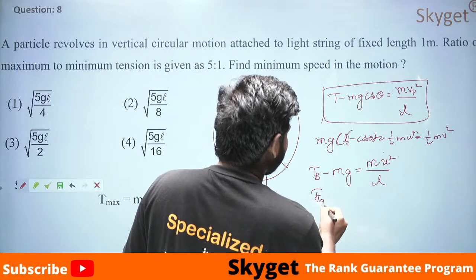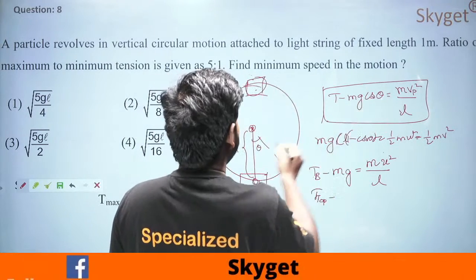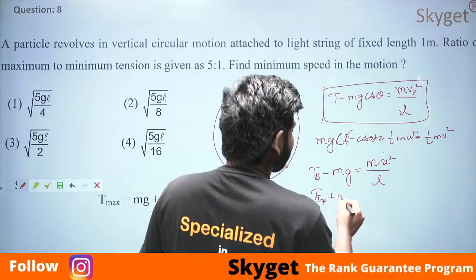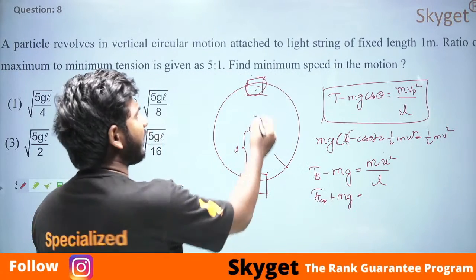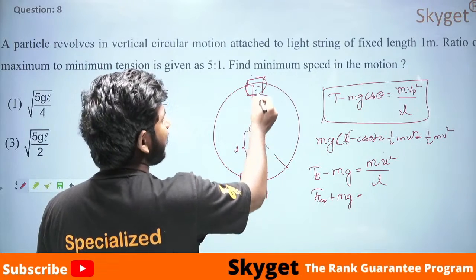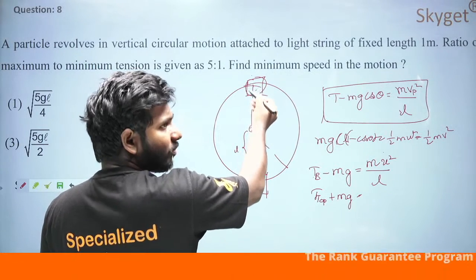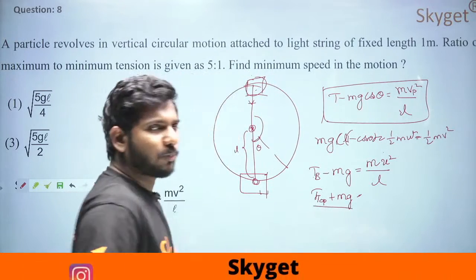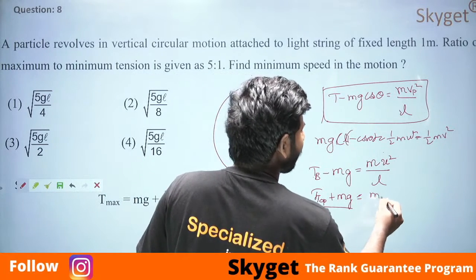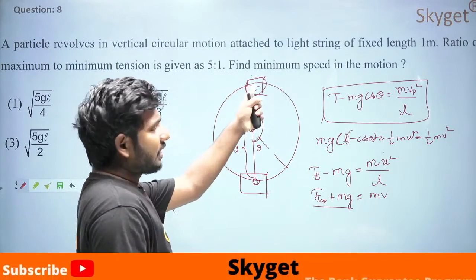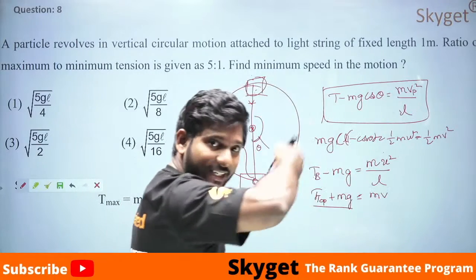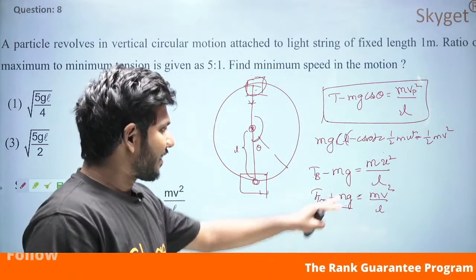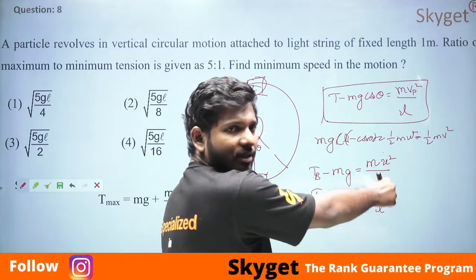Then at the topmost point, T minus mg cos theta. What is theta here, students? 180. So cos 180 is minus 1, so T plus mg. You can use this equation, otherwise draw the free body diagram. The tension will be downwards, toward the center, because the string pulls the ball, and mg will also be downwards. So T top plus mg is equal to m v square by L, which provides the centripetal force for the ball to move in a circle. I am considering the topmost point velocity as v, or you can say v top.